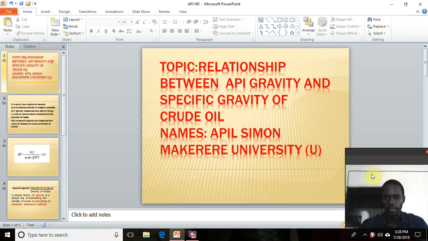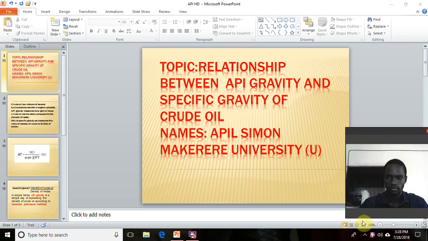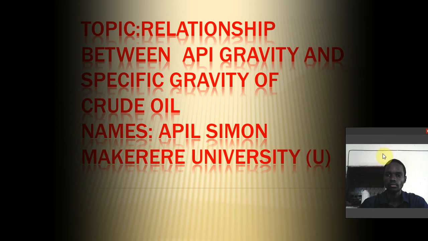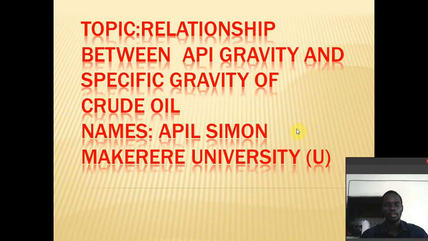So this is where we are. Let us maximize this. Okay, there we go. Our major topic of discussion today is we are going to look at the relationship between API gravity and specific gravity of crude oil.